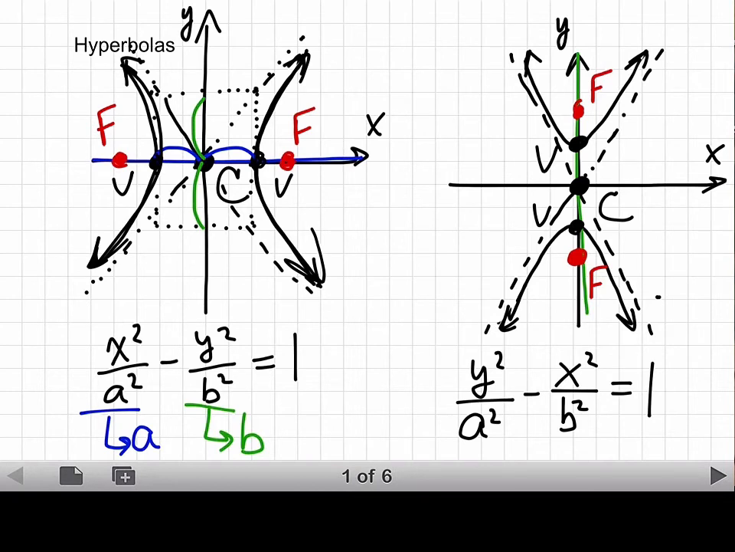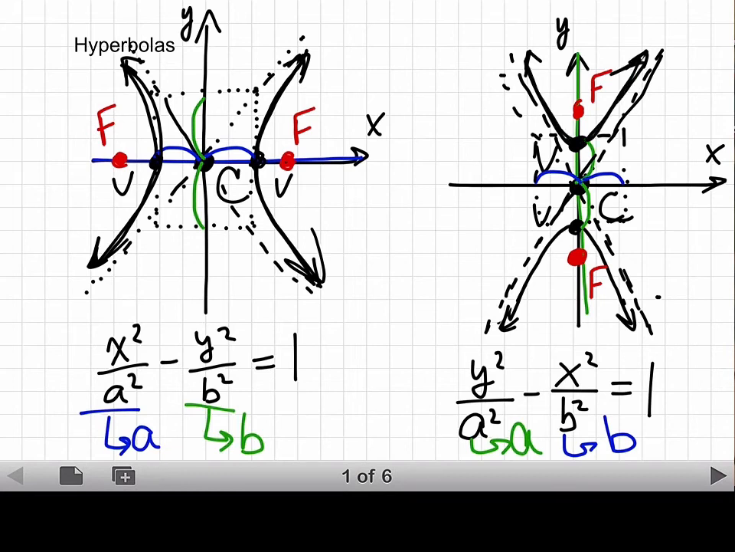Same deal with the vertically oriented hyperbola. We're going to use the square root of a squared, so a, and from there we're going to go up and down a units from the center, that is. We're going to use the square root of b squared, so b, and we're going to go left and right, b units from the center. We're going to use those dimensions to draw our fundamental rectangle. Once we've drawn our fundamental rectangle, we're going to draw the diagonals, which are going to be our asymptotes. And once we have all of that down, then we're going to draw the branches of the hyperbola.